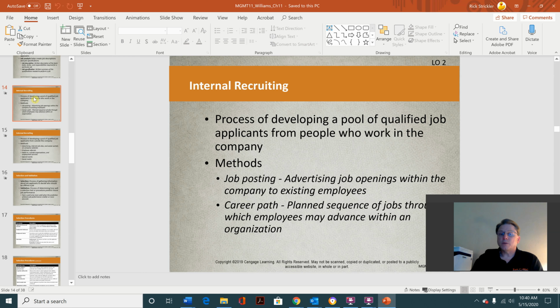You can do internal recruiting through job postings and career paths. ECU does that all the time. They send out emails every time there's a job opening to let us know what it is. The only problem with that is if it's internal and you don't have a good mix of diversity, then you're not going to improve your diversity.